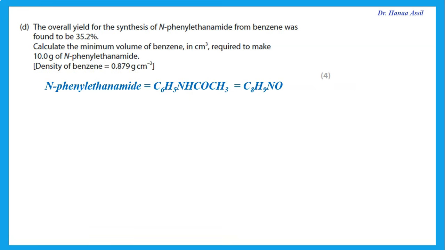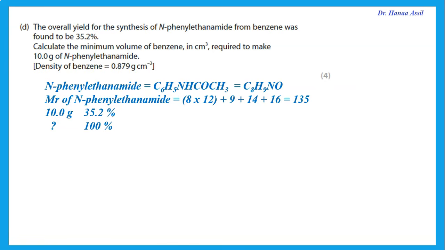So the N-phenylethanamide, if we take a look at the formula, you will see that this is the formula of the N-phenylethanamide. So we can get the MR of that, and remember that the overall yield of this reaction is 35.2. So when they say that we got 10 grams of N-phenylethanamide, the 10 grams is due to the 35.2% yield. Now we want what would give 100% yield. So that means we should have obtained 28.4 grams if it was 100% yield.